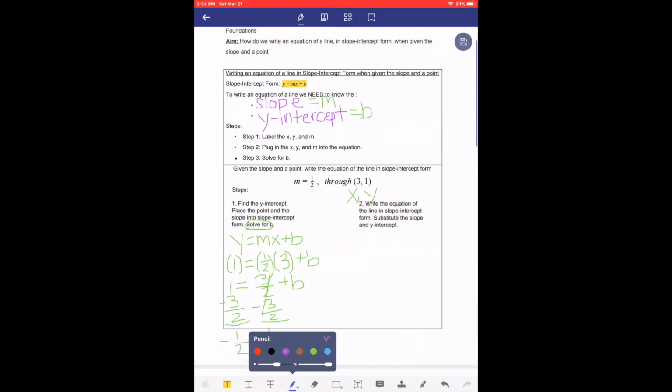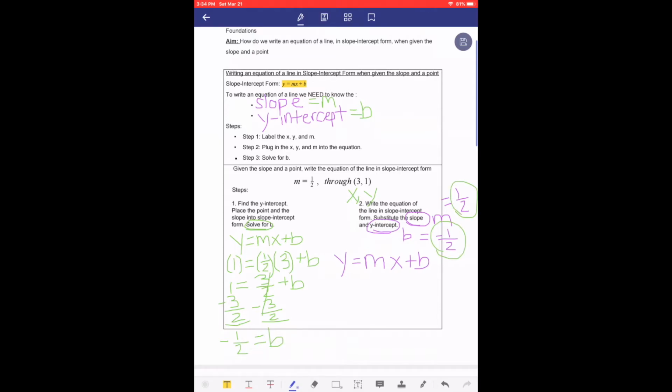Now, step 2, we're going to write the equation of the line in slope-intercept form. Substitute the slope and y-intercept. So we're looking for the slope, which again is our m, and the y-intercept, the b. We're going to plug those in. So if the original equation is y equals mx plus b, I want you to plug in the m. The m we found to be 1/2, and the b we just found was negative 1/2. So plugging these two into your equation, plugging in the b and plugging in the m.